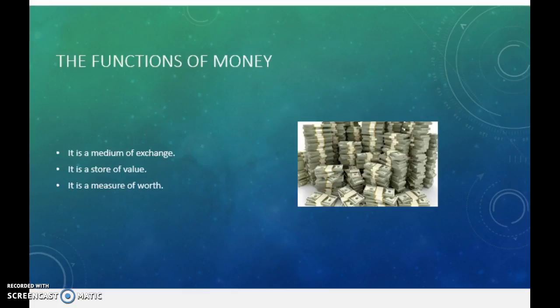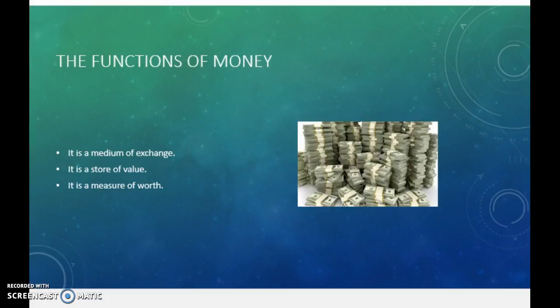Now we discuss the functions of money. In a barter economy, goods are exchanged directly for one another. In a money economy, the money is exchanged for goods. The first function that money serves is a medium of exchange. Money is used to buy and sell things.